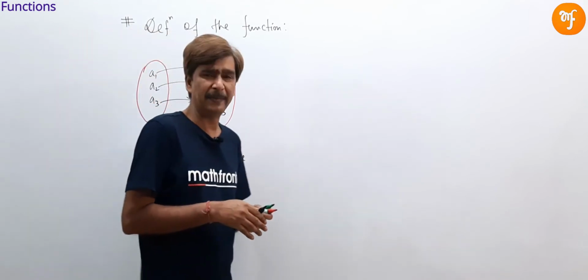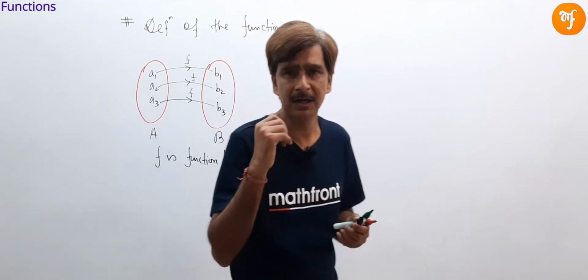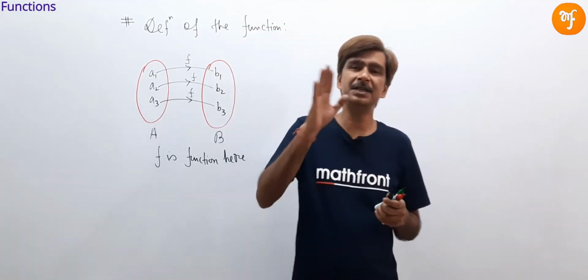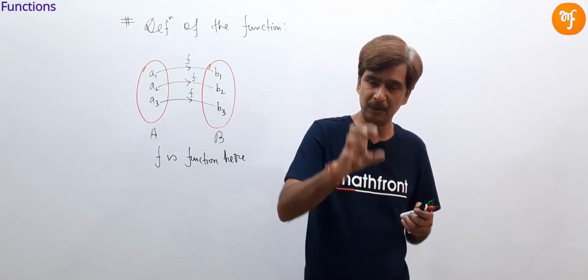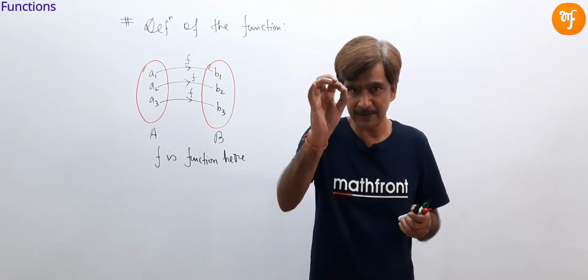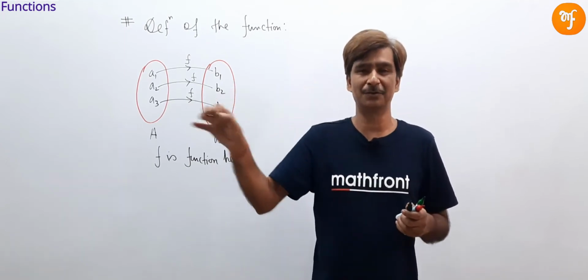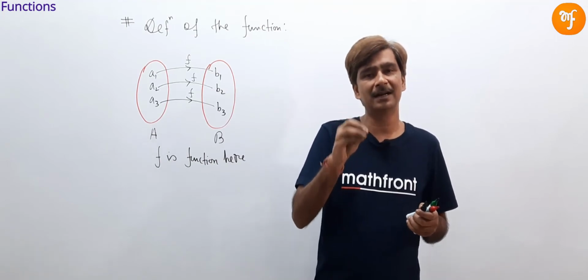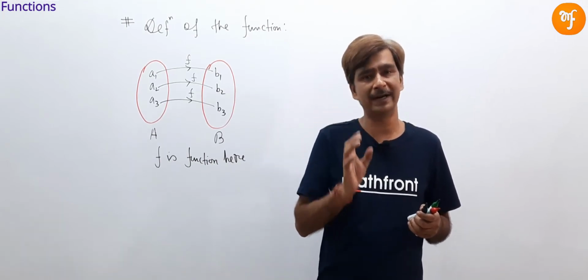So what are the two main conditions for a relation to be a function? That each and every element of the domain set must have an image. And how many images? Each and every element must have a unique image in the codomain. So these are two important conditions to identify whether our relation is a function or not.